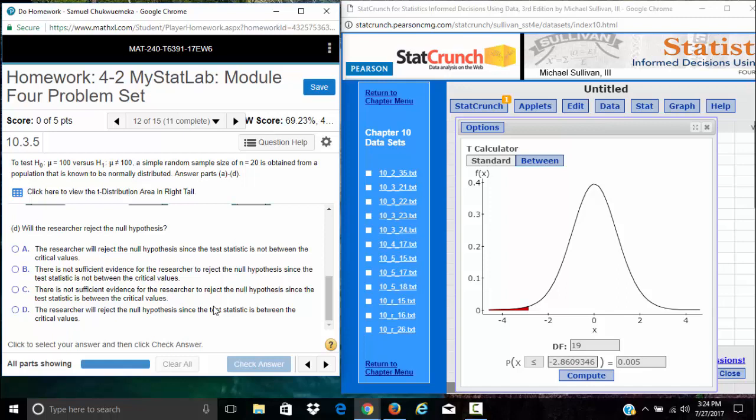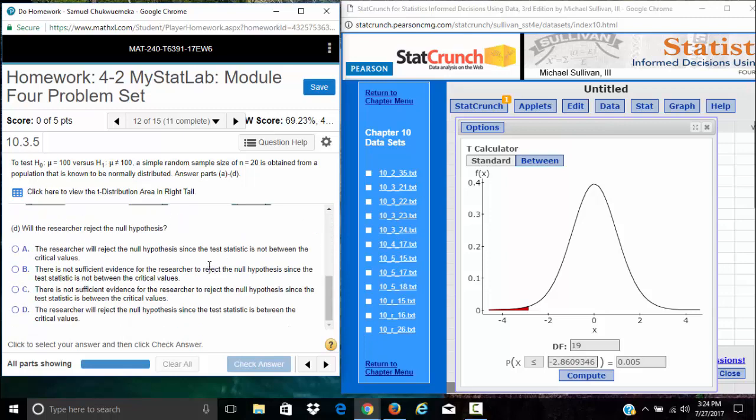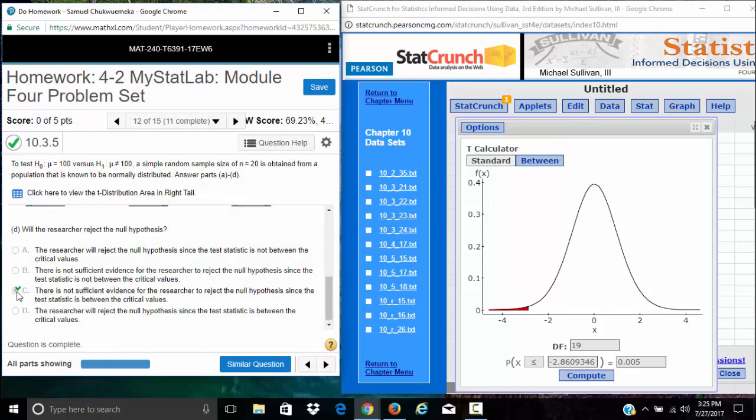First of all, do not reject the null, and there is not sufficient evidence to reject the null since it is included. Okay, so there is not sufficient evidence for the researcher to reject the null since the test statistic is between the critical values. I call it included, but it's between that. 2.118 is in between this. It's greater than negative 2.861 and it is less than 2.861. So there is not sufficient evidence for the researcher to reject the null because the test statistic is between the critical values. Okay? All right.